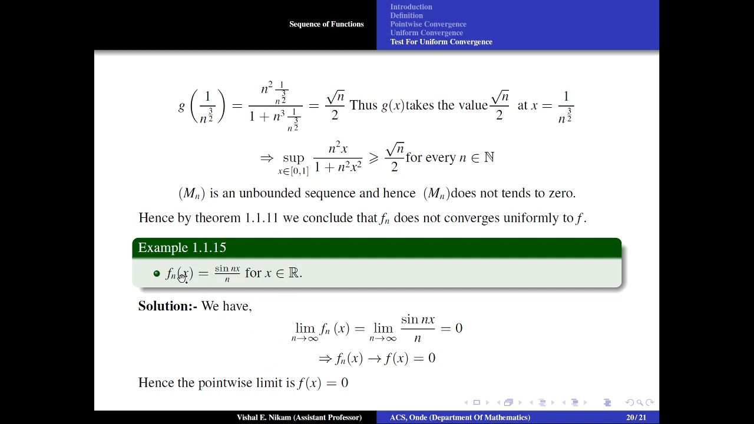Now let us take another example: Fn of x is equal to sine nx upon n for x belongs to R. We have the limit as n tends to infinity of Fn of x, which is equal to the limit of sine nx upon n, is equal to 0, because as n tends to infinity, sine nx is some finite value and 1 by n tends to 0. So the whole term is some finite value into 0, which is again 0. Hence this converges pointwise to the 0 function, that is, sine nx upon n tends to the 0 function as n tends to infinity.